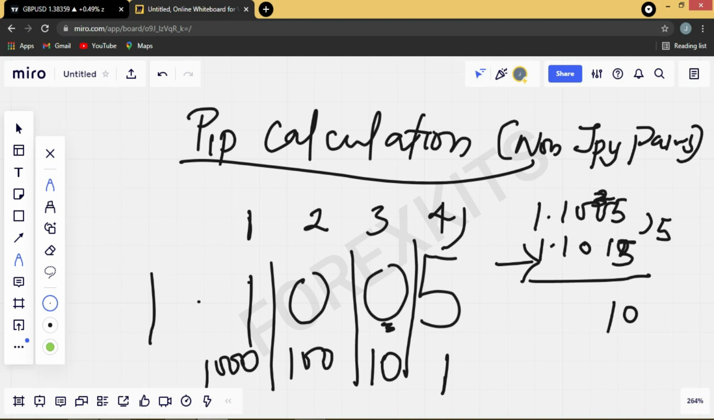If this moves to 25, let me clear that so I'll make it clearer for you guys to see. So 1.1005 and then 1.1025. Okay, you can see clearly that this is a 20 pip difference, and wherever this third decimal place is being affected, you understand that there is a change.